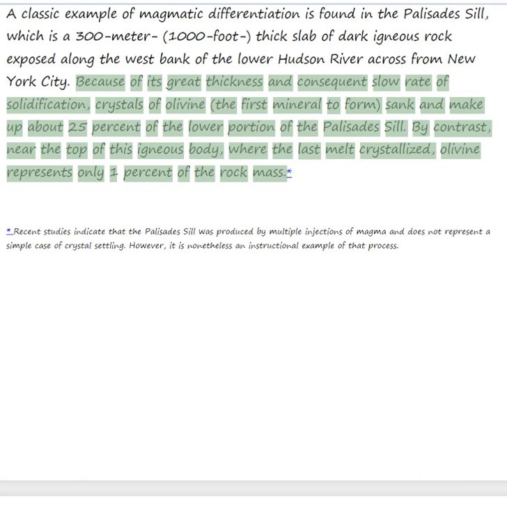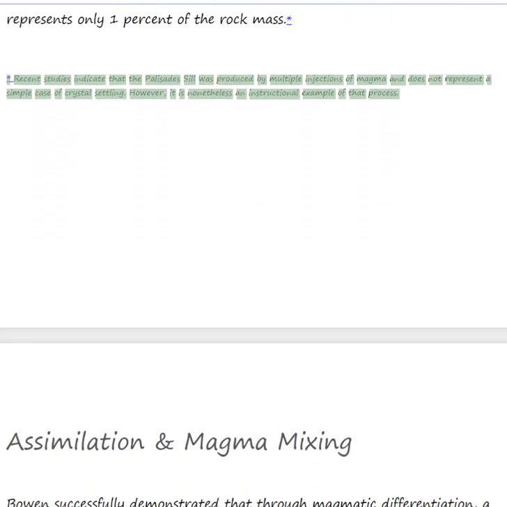rock mass. Recent studies indicate that the Palisades Sill was produced by multiple injections of magma and does not represent a simple case of crystal settling. However, it is nonetheless an instructional example of that process.